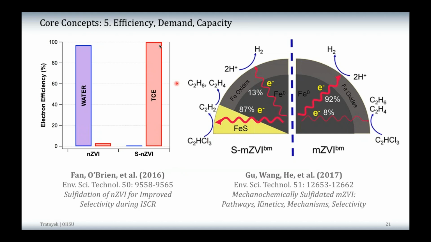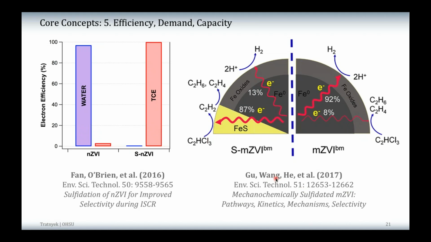So that was summarized in this figure here in one of Demin Phan's papers. Here we have nano ZVI electron efficiency. Most of the electrons from the ZVI are going to water, and only a little bit is actually going to TCE. And when we sulfidated it, it was the reverse. Almost none went to water and almost all of it went to TCE.